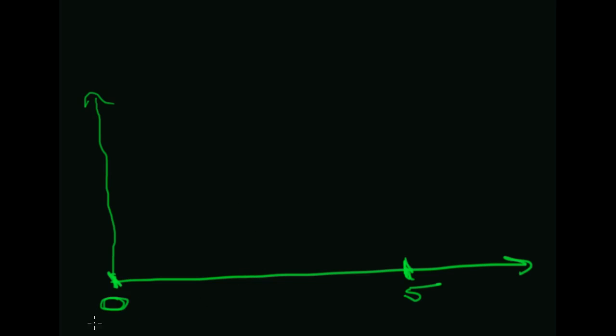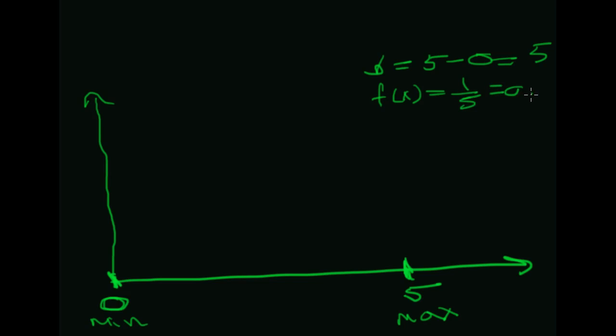All right, so our minimum value here is 0. Our maximum value here is 5, which means B here is going to be 5 minus 0, right? So that's just 5. F of x is going to be 1 over 5, which is 0.2. So the entire distribution here is at 0.2. So the shape of my probability density function here is actually just a line, and the space underneath that is going to be a rectangle.